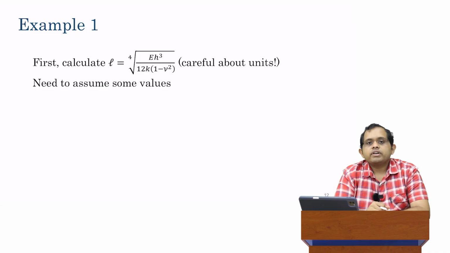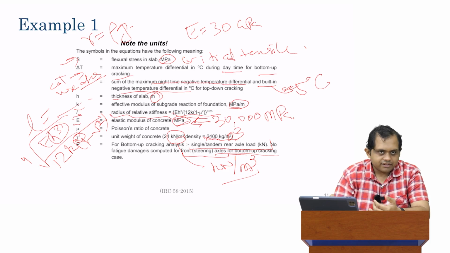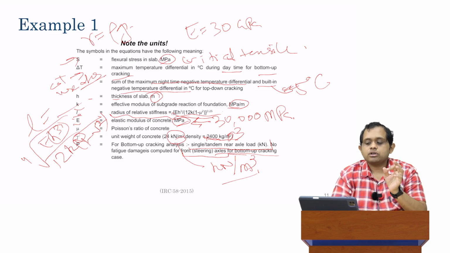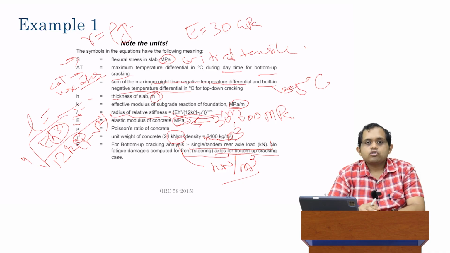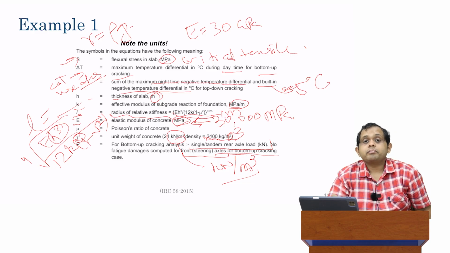First thing we have to do is calculate the value of L, the radius of relative stiffness. Note here that they haven't mentioned what units to use. This is genuinely a typo in the code. The radius of relative stiffness, as the code requires in the regression equations, is in meters. So please note that down. This is something which is missing from the code. The radius of relative stiffness must be in units of meters.